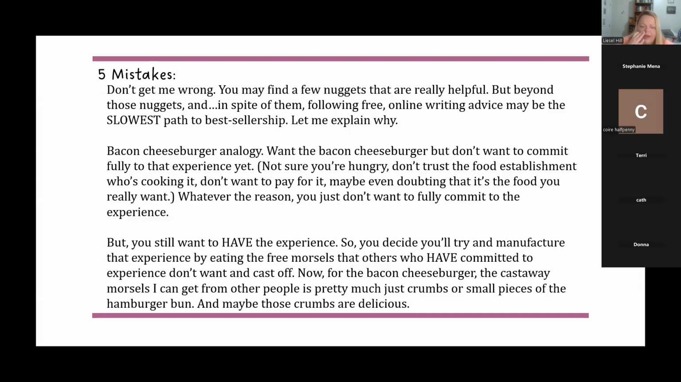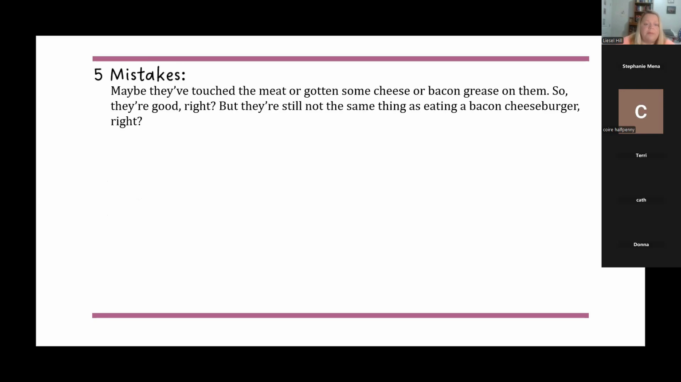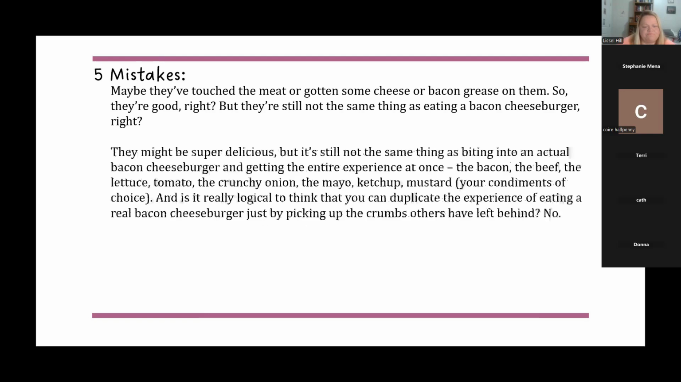So I decide that I'm going to try and manufacture that experience by eating the free morsels that other people who have committed to the experience of the bacon cheeseburger have cast off. Now, it might be different depending on what food you're thinking of, but for the bacon cheeseburger, the castaway morsels I can get from other people are probably pretty much just crumbs or small pieces of the hamburger bun. And maybe those crumbs really are delicious. Maybe they've touched the meat or gotten some cheese or some bacon grease on them, so they're good. But it's still not the same thing as eating a bacon cheeseburger, right?